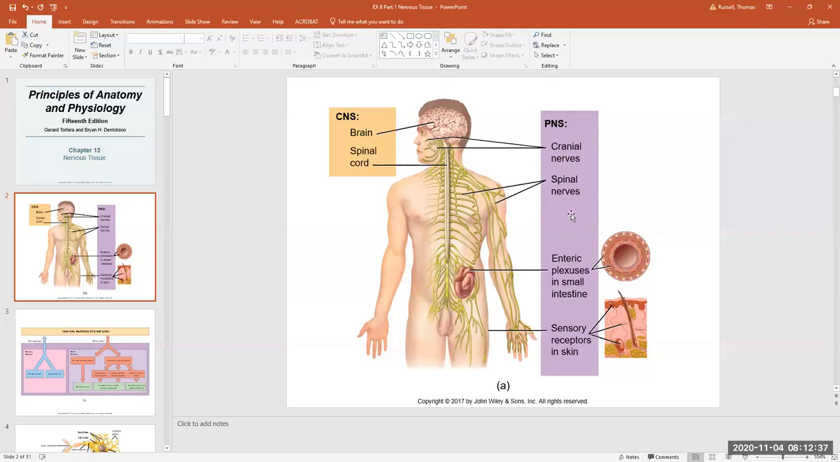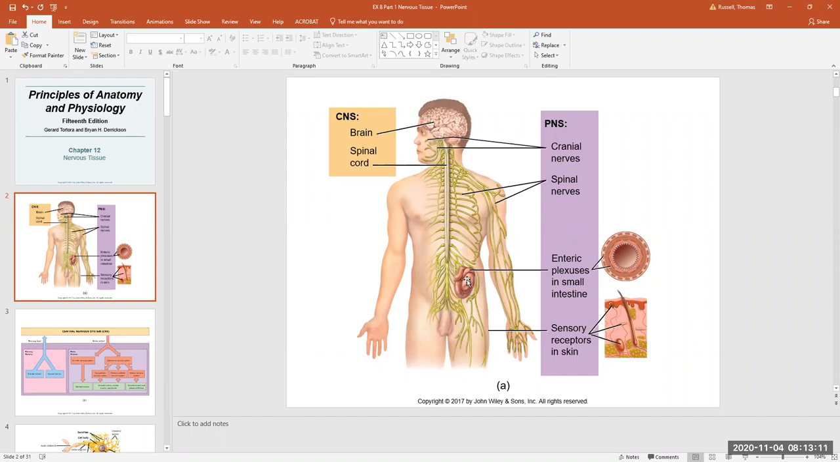Now, we do have a part of the peripheral nervous system which is called the enteric nervous system or the enteric plexus. This is a special part of the nervous system that's involved in adjusting reflexes for digestion. So that's why they show the intestine here. In your stomach, in the small intestine and all of that, there's basically nerve fibers that run throughout those organs and help adjust digestive function.